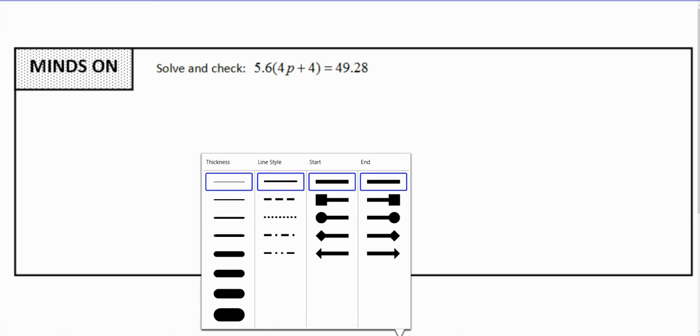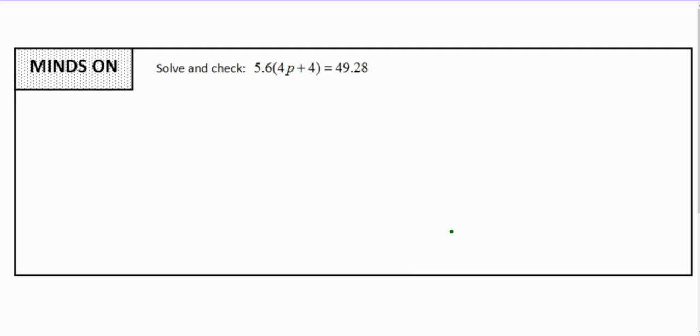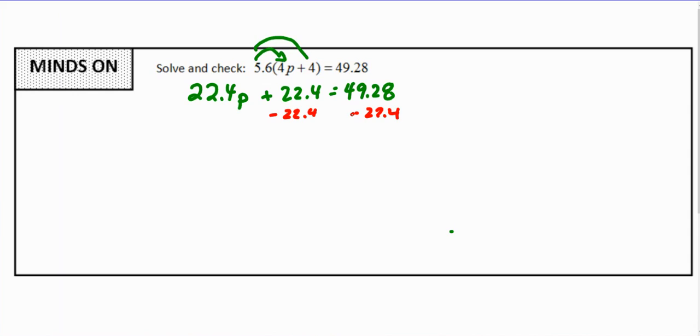5.6 times 4p gives us 22.4p. 5.6 times 4 again, it's going to be the same number, 22.4, and 49.28. This side didn't change. We're going to subtract 22.4 on both sides because we want to get rid of this unlike term to the p.